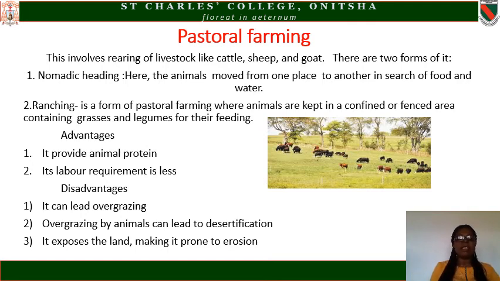Then disadvantage. This one can lead to overgrazing. When they are grazing on the same place, on this pasture, they can overgraze it and they will now expose the land. And when they expose the land, it can lead to desertification, that is the desert will now be coming in, desert encroachment. You are now turning the vegetative area into desert area. Then it can be exposed to erosion. All right.